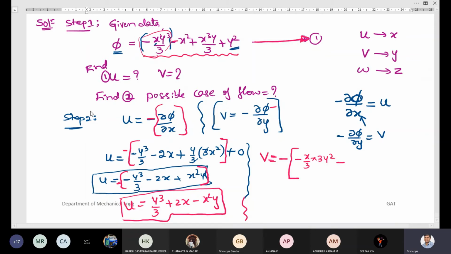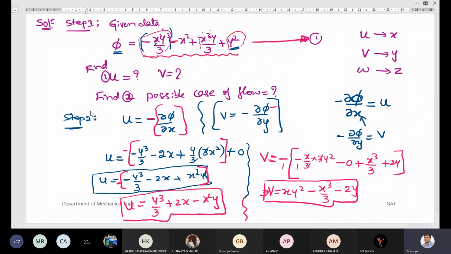Differentiation of x square with respect to y is 0. Plus, here x cube by 3, x as a constant, because we are differentiating with respect to y. So it is 1. Plus, differentiation of y square is 2y. Now you simplify, this 3 and the 3 get cancelled. So minus here is minus, here is also minus. So minus into minus plus, so x y square. This 0 term I will not write, neglect it. Minus x cube by 3 minus 2y. This is the equation of velocity v.